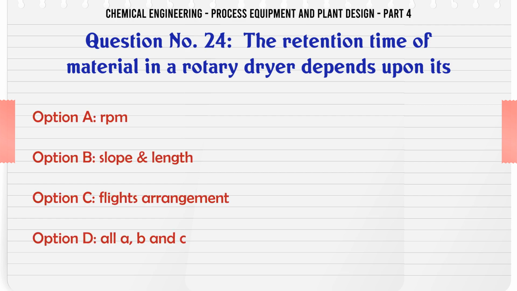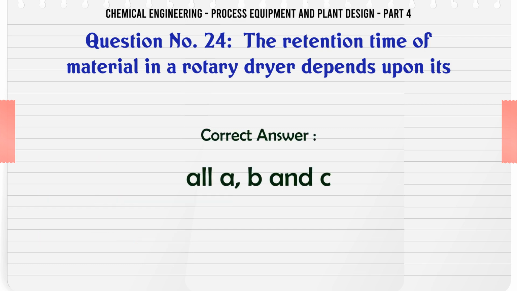The retention time of material in a rotary dryer depends upon its A. RPM, B. Slope length, C. Flights arrangement, D. All A, B, and C. The correct answer is all A, B, and C.